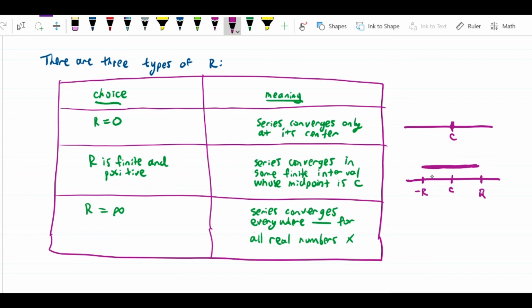The third possibility is that r equals infinity, in which case it doesn't matter where the center is, the series just converges everywhere, for all real numbers x. So those are the three possibilities of the radius of convergence.